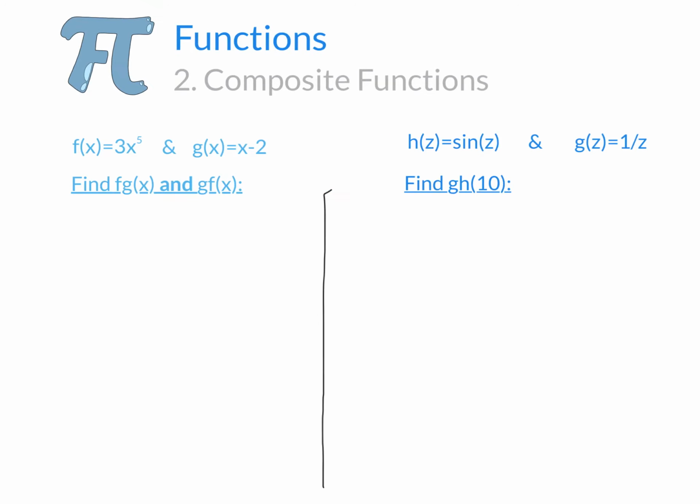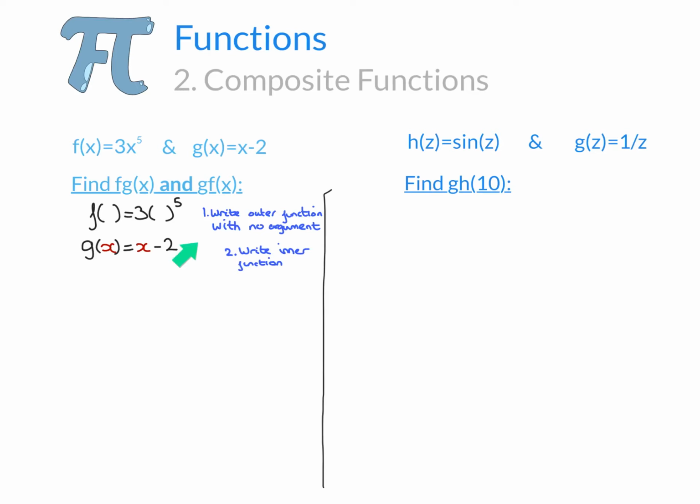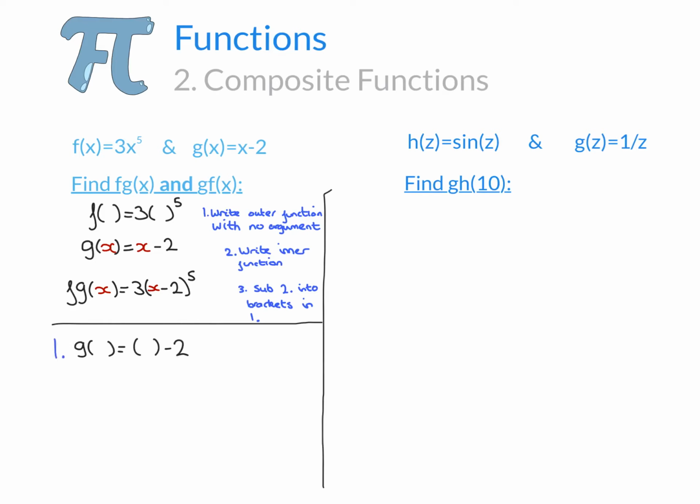Here I go through the two variations of questions you will get with composite functions. First, we are asked to build the two composite functions f(g) of x and g(f) of x from these definitions here. To find f(g) of x, we consider what f would look like with no argument. We then write down what g of x is, and we simply sub g of x into the empty brackets which we have left. Likewise, for g(f) of x, we write g without an argument. We write down f of x, and we fill it into the blank.